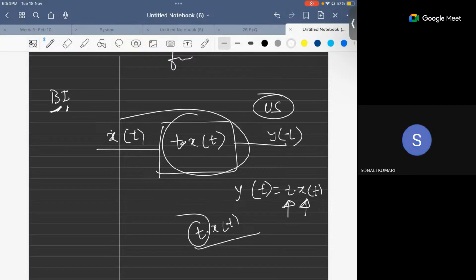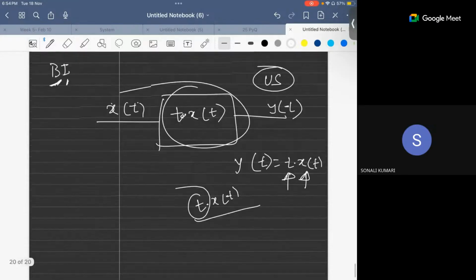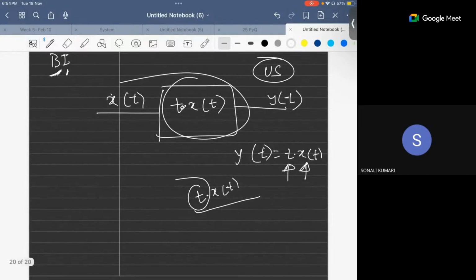Sir, what happens if t is also given as a limited value? Then it's a finite value, and that time it's stable. But that will not be asked, right? Why would they ask by giving t as some finite value? They'll just ask whether it is BIBO stable or not, bounded input, bounded output stability. Bounded input itself means you are putting some fixed value as an input, and the output should also be fixed.